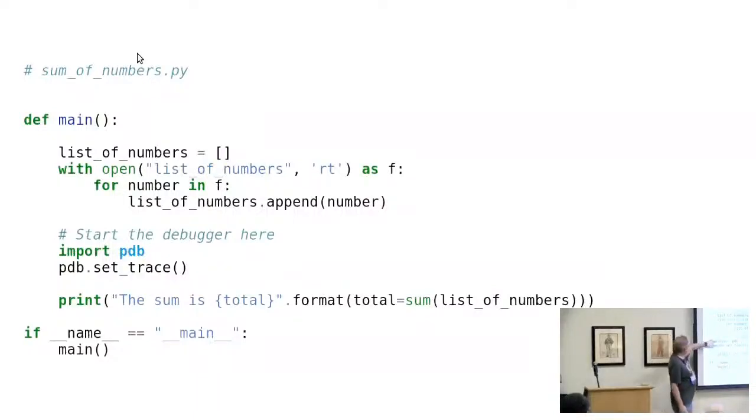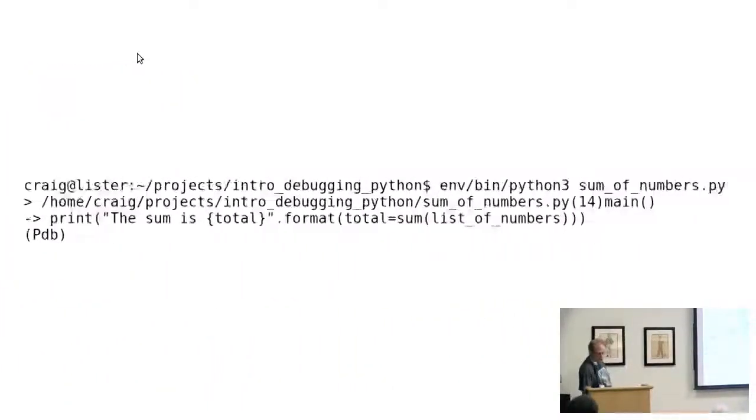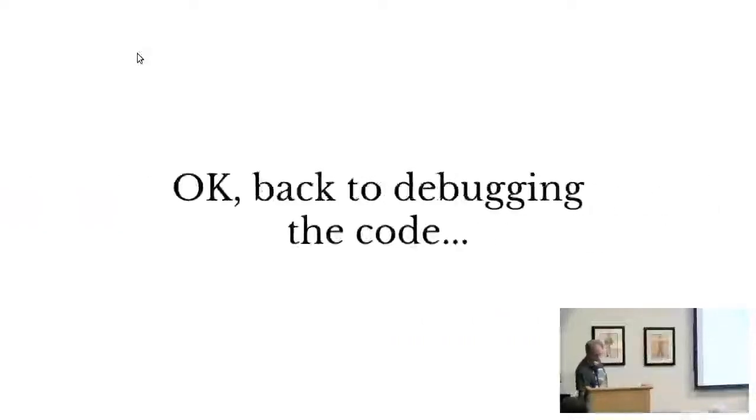So instead of putting the breakpoint, we can put the import pdb and then pdb.set_trace() in the file itself. So I won't have to actually tell it, okay, this is where we're going to break. It will just automatically break. So if I run the file directly, python3 sum of numbers, and then boom, it pops over into here, and we're back to our PDB debugger. Okay? Back to debugging the code.